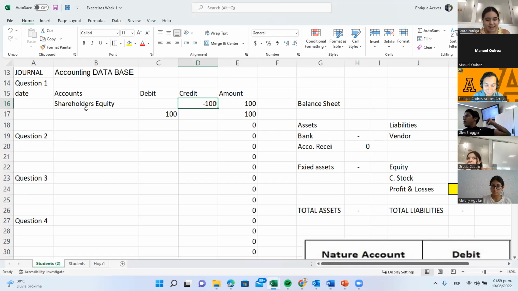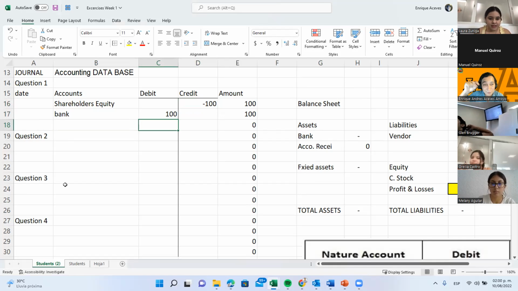So the accounting system, Bank, from my company bank, is showing that they have as a resource $100, which was provided by their shareholder. Exactly. Okay, well, I understand.